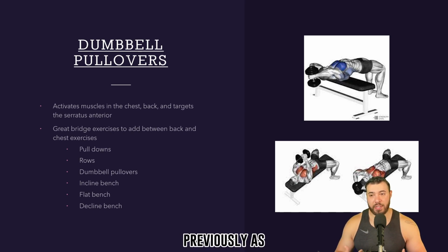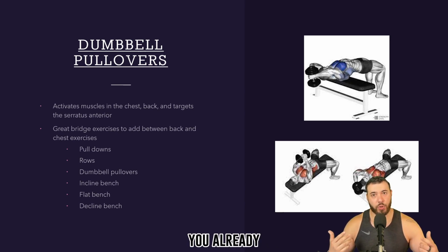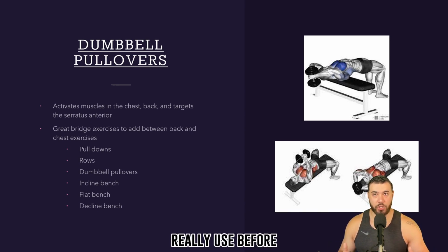And as I mentioned previously, as a stabilizer, if you do this between your back and chest, you'll notice that when you're doing chest, you're not as strong in a good way because you already shot out the stabilizer. So you're going to be targeting more of the chest muscles and more of the other stabilizers that you didn't really use before. So an example would be doing lat pull downs, rows, dumbbell pullovers, and then doing incline bench, flat bench, and then decline bench.